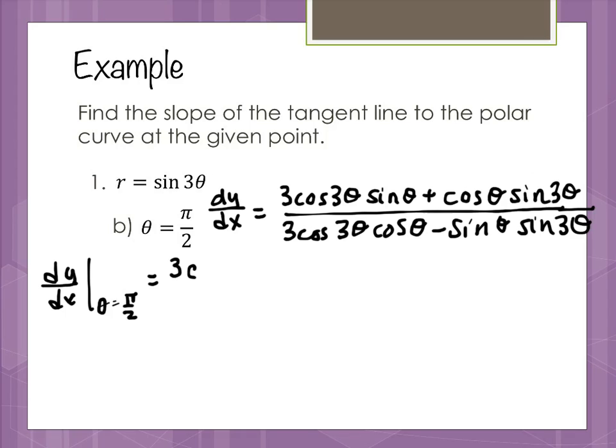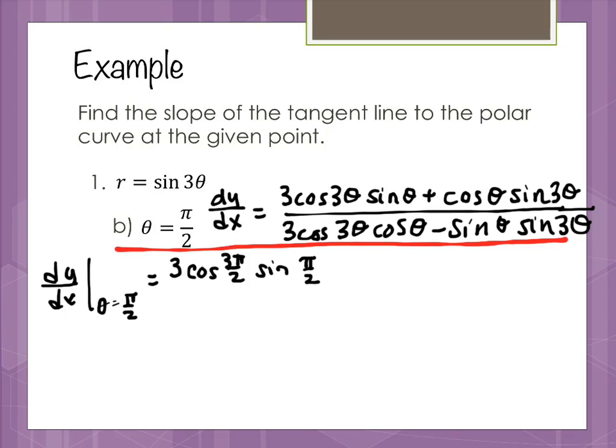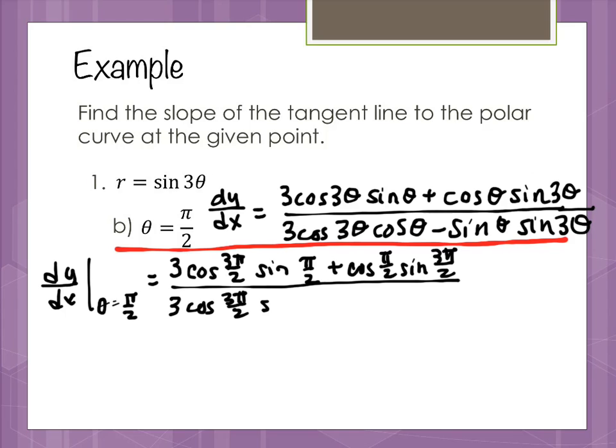So this is 3 cosine of 3 pi over 2 sine of pi over 2. And then I've got plus cosine of pi halves sine of 3 pi halves over 3 cosine of 3 pi halves cosine of pi halves plus sine of pi halves cosine of 3 pi halves. Thank you. Yes.